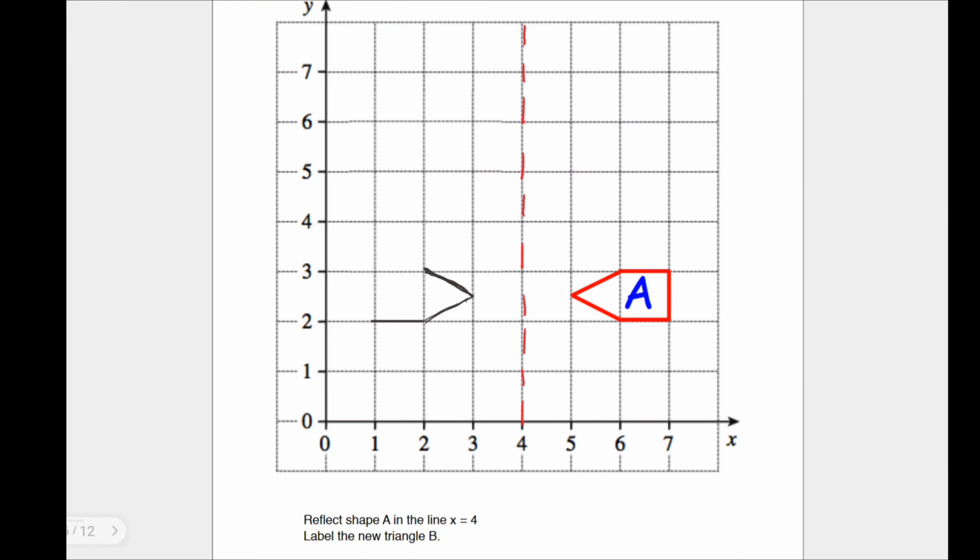Don't mind my shape, I'm trying to draw it as smoothly as possible. So there we go. That will be the mirror of the shape, and this would be B.